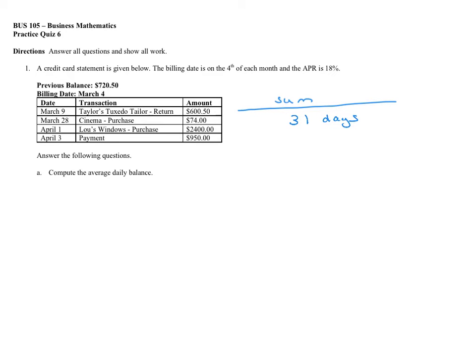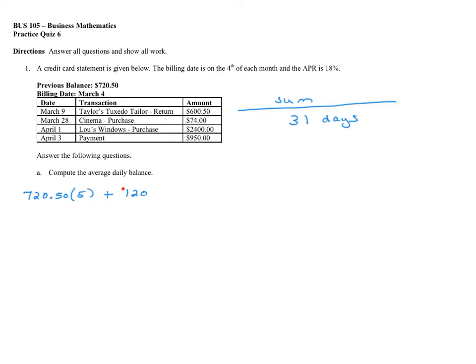So the way this works is we start with the previous balance, which is $720.50, and then we're going to multiply that by the number of days that this was the balance on the account. So from the 4th to the 9th, it was this amount for a total of 5 days. But then something happened. Here on the 9th, there was a return of $600.50. That means we take that $600.50 and subtract it from this amount here. When we do that, we get $120. So this was the balance for 5 days. This amount changed it. It dropped it down to $120.